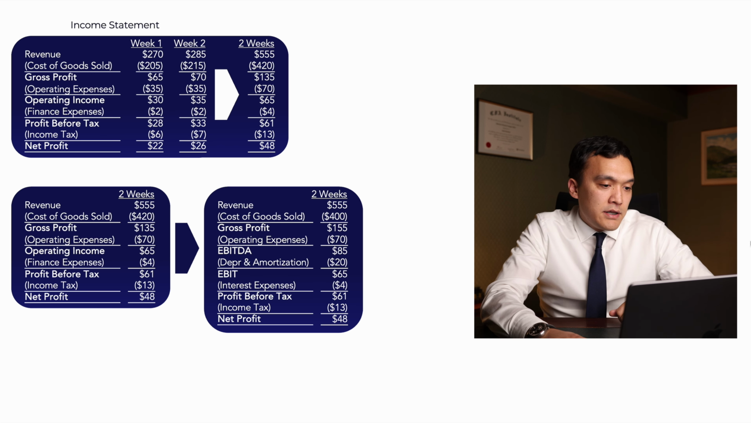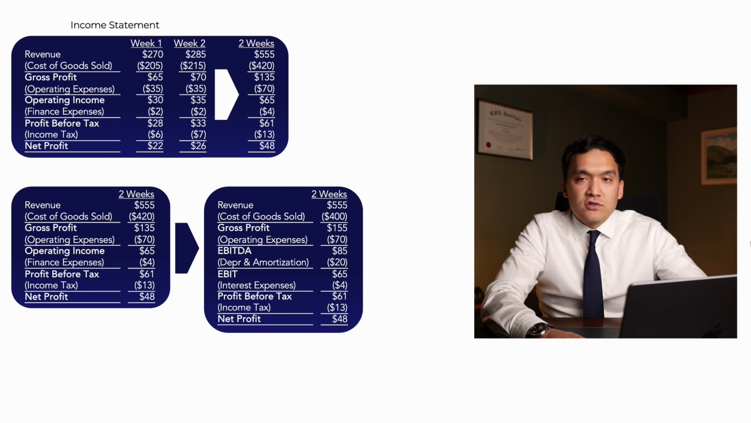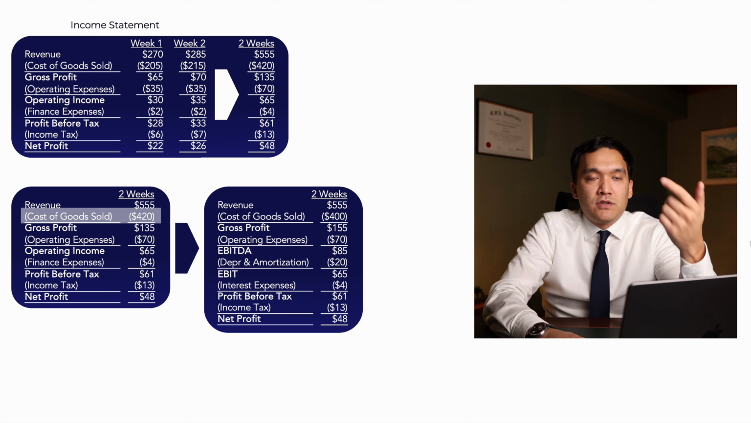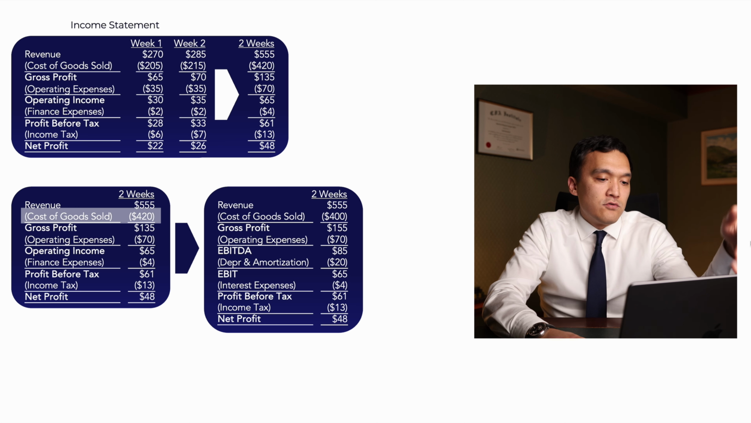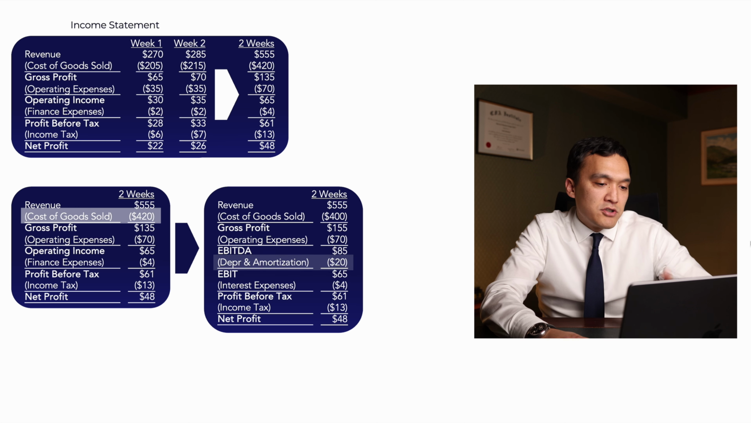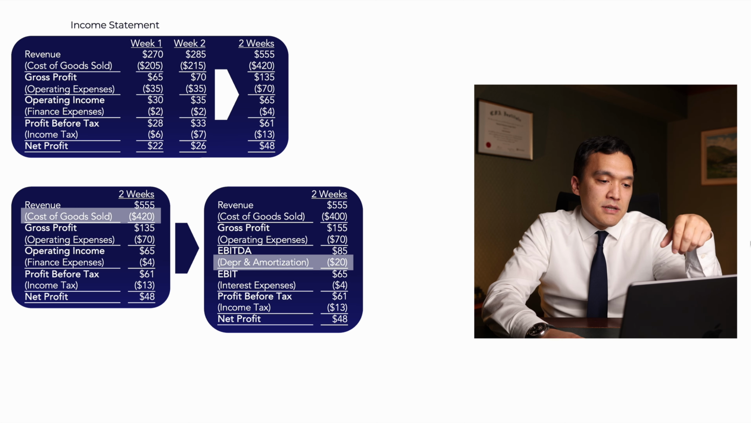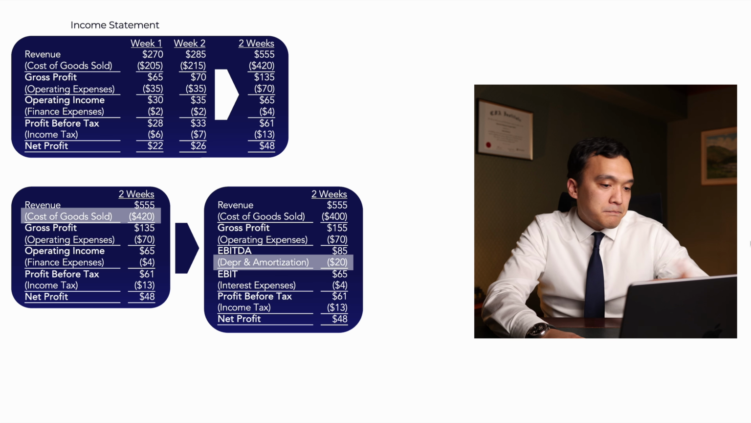So to get the second income statement, it is quite simple. In cost of goods sold, if you remember, we had depreciation and amortization expense of $10 each week. So for 2 weeks we have $20 of depreciation and we take it out from cost of goods sold and show it separately after EBITDA.